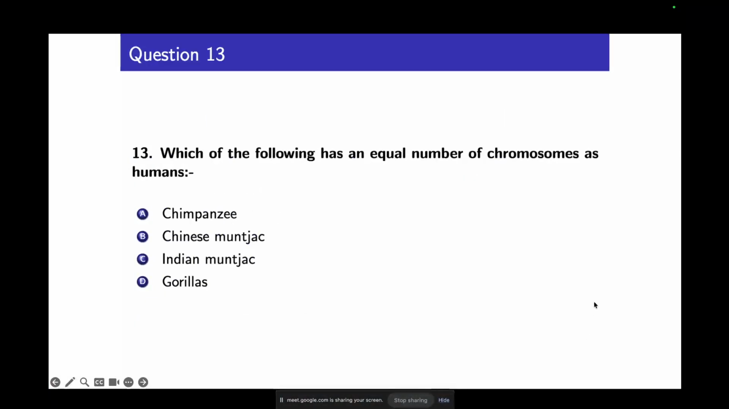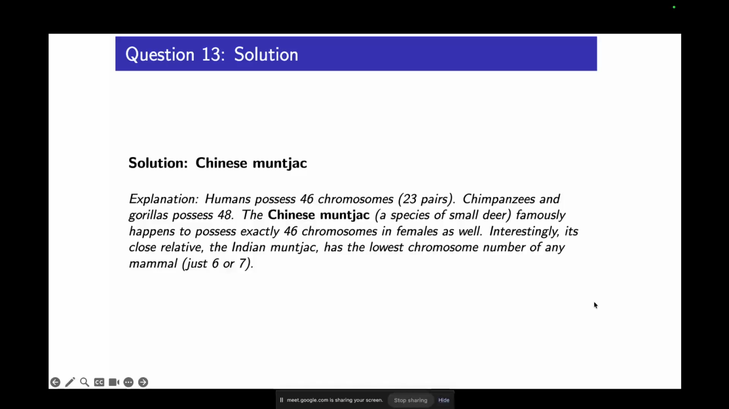Yeah, the answer is Chinese muntjac. It's a type of deer species. It's not gorillas or chimpanzees. It's a type of deer species, and it has 46 chromosomes in females as well.